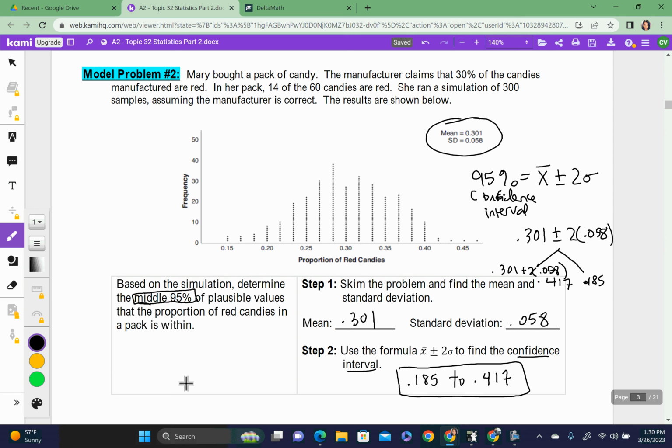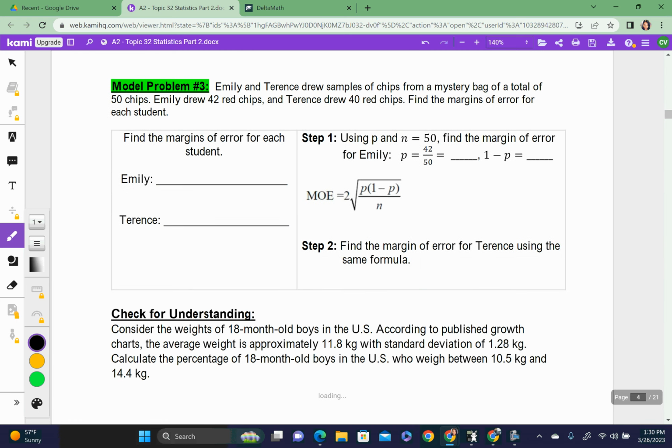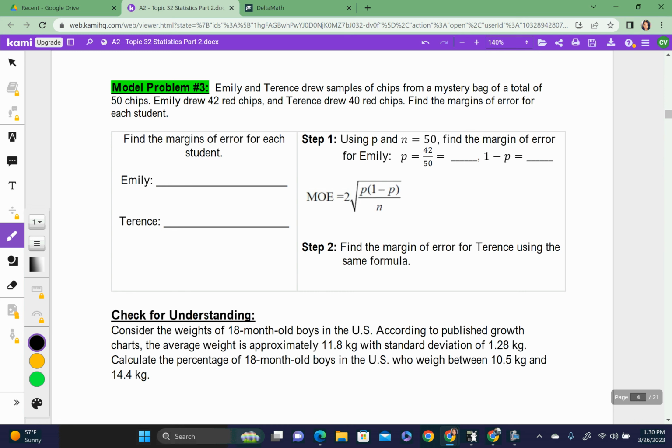This formula is very important. As soon as you see middle 95%, mean plus or minus 2 times standard deviation is the formula that should come to mind. And then it's just skim and find out where the mean and standard deviation are, and then plug it into the formula. Okay, so that's model problem 2. One more question and then we're done. Sorry that this video is a little bit longer, but they do ask a lot of questions about this.